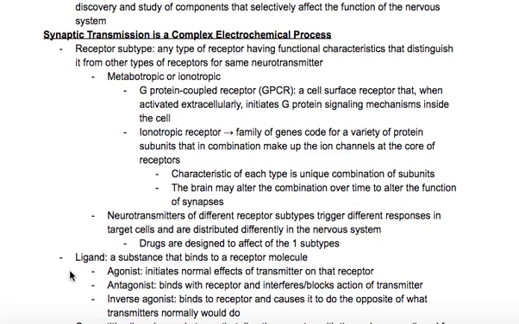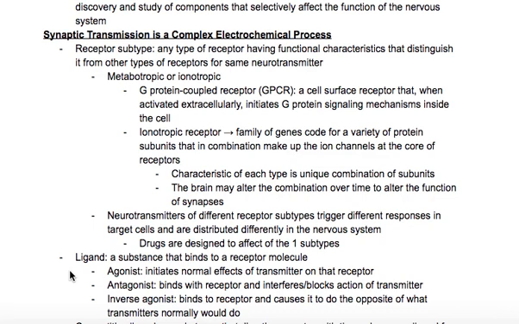First definition given is receptor subtype, which was discussed in the previous chapter, which just means any type of receptor having functional characteristics that distinguish it from other types of receptors for the same neurotransmitter. These receptor subtypes can either be metabotropic or ionotropic. Metabotropic uses G protein coupled receptors because they're not directly associated with an ion channel.